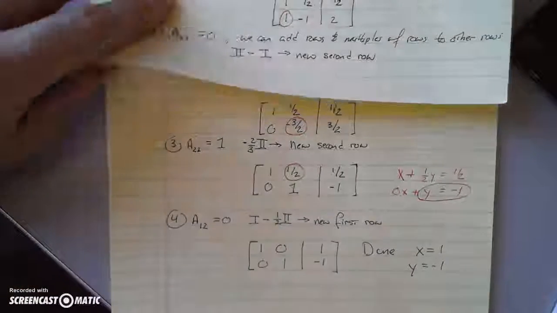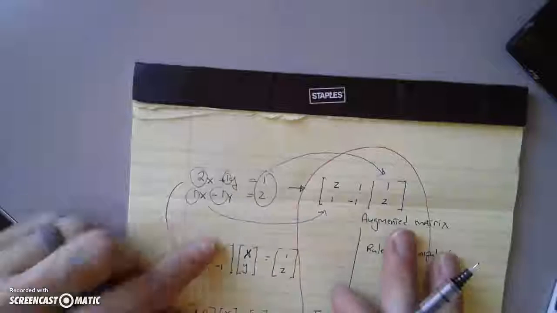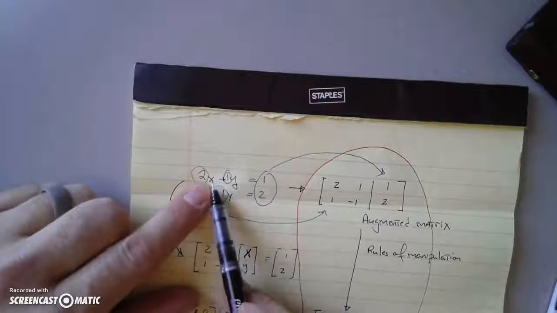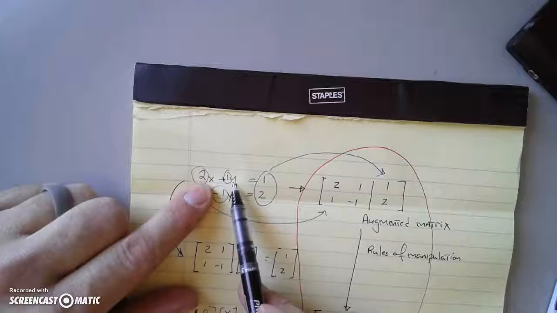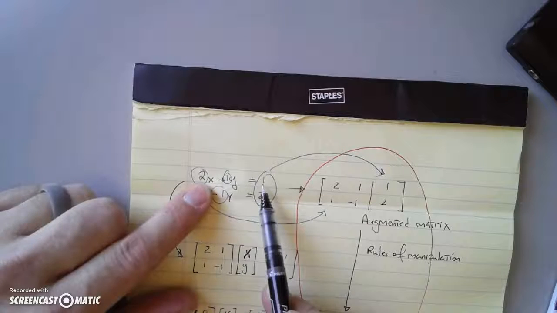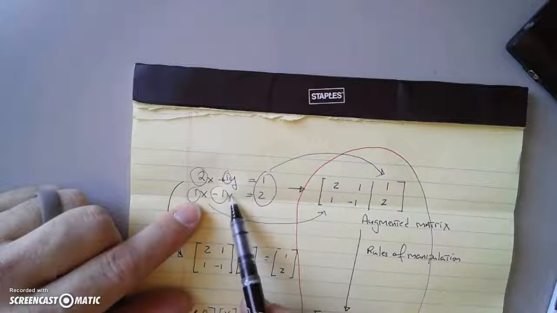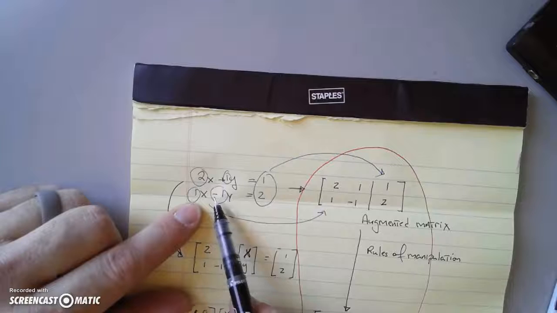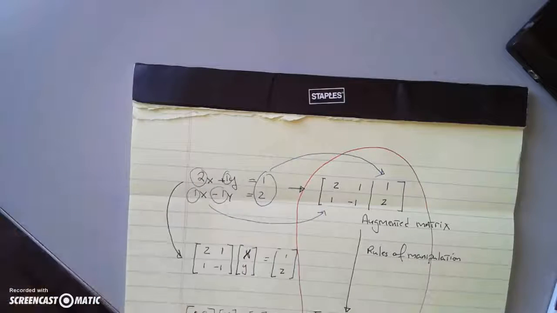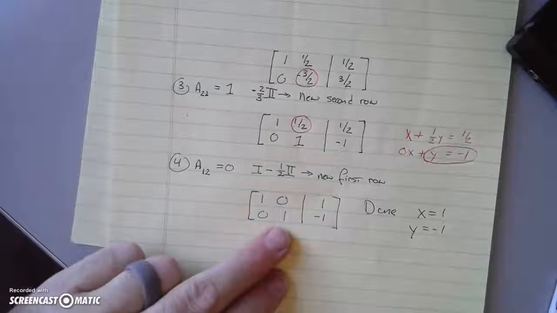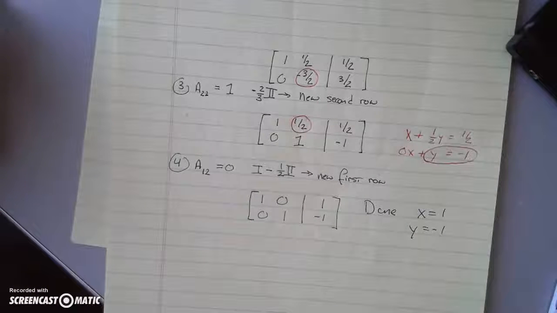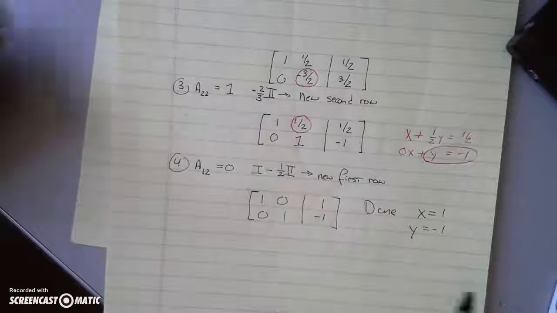And let's check. If x were 1 and y was minus 1, you'd have 2 minus 1 is 1. Yep. If x is 1 and y is minus 1, I'd have 1 minus a minus 1 is 2. It works. So when you get to this stage, you're all done. I'm going to do another example of this, but there's your first pass.